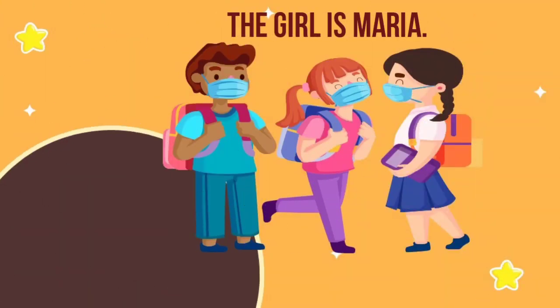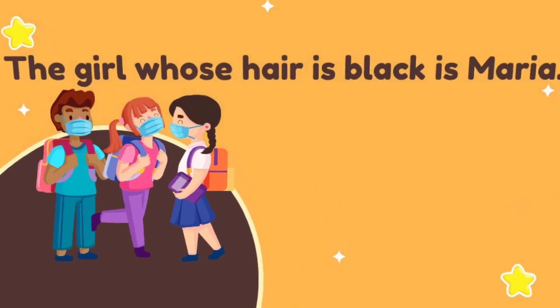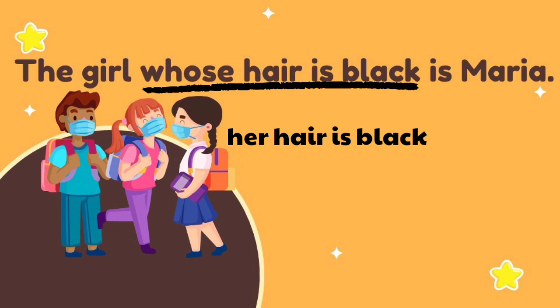Now we have a simple sentence. The girl is Maria. But which one is Maria? Because we see there are three children in this picture. The clause whose hair is black is used to add more description about Maria. Because we say something about what Maria has, which is her hair is black, so we replace the word her hair with whose hair.